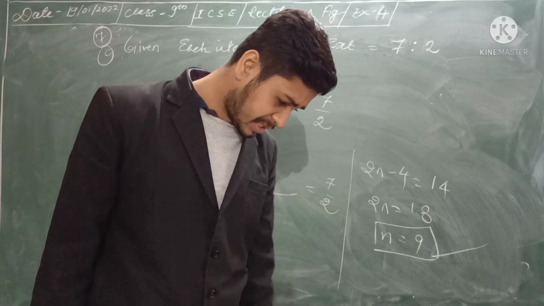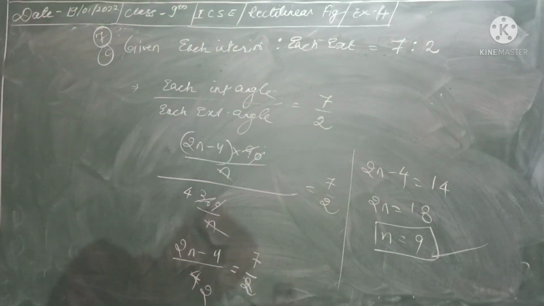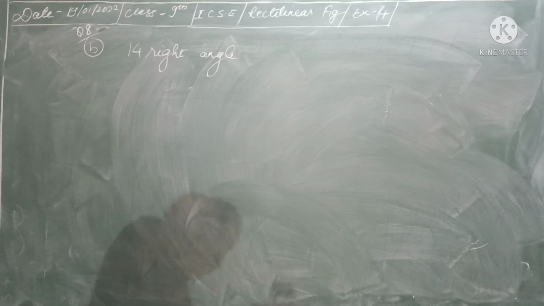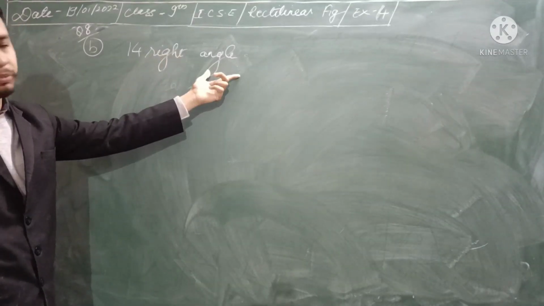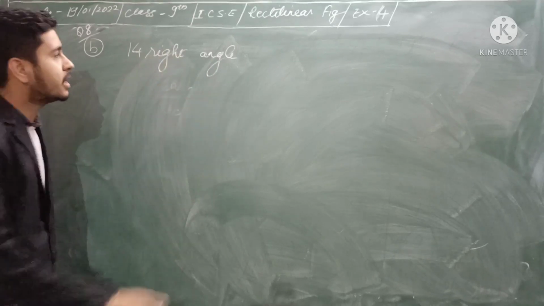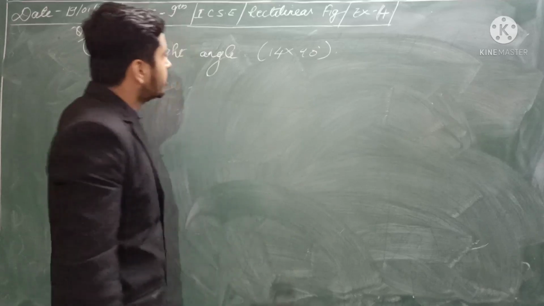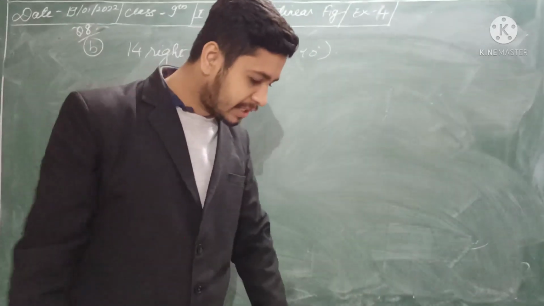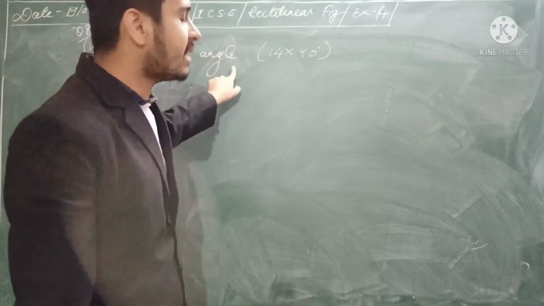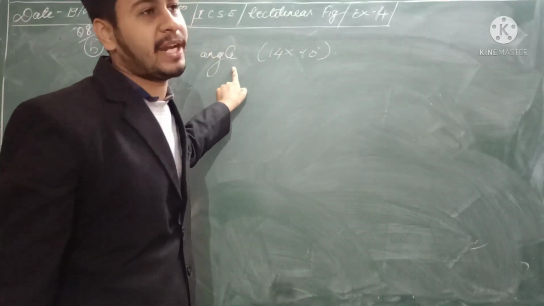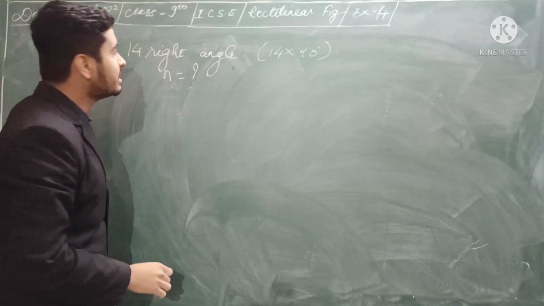Then let us come to question number 8. Then we have to find the number of sides in it. It says, we are doing question number 8b, 14 right angles. What do you mean by 14 right angles? This is nothing but 14 times the 90 degrees. Okay, so they are saying that you are given the sum of the interior angles equal to 14 right angles, then find the number of sides of that polygon. So ultimately we need to find n in this.